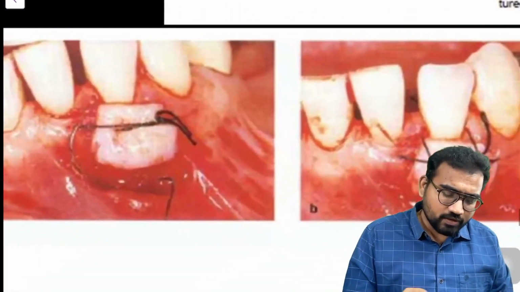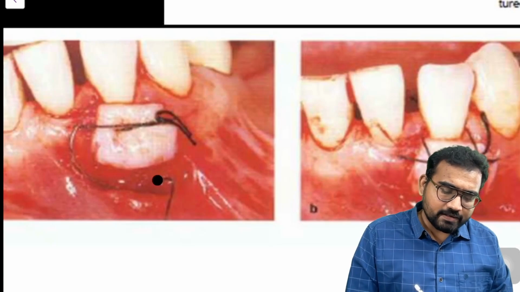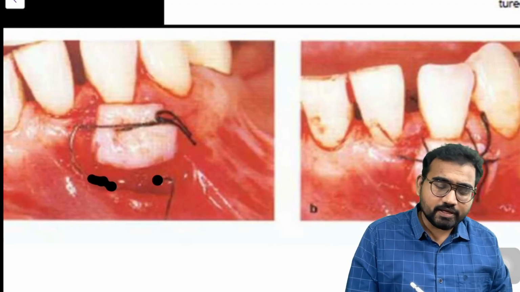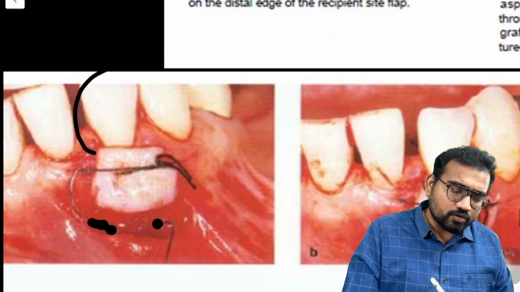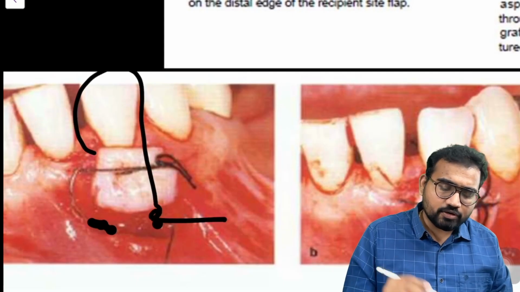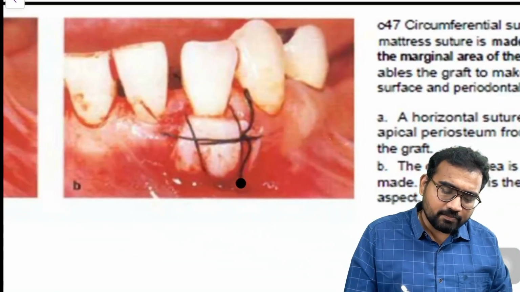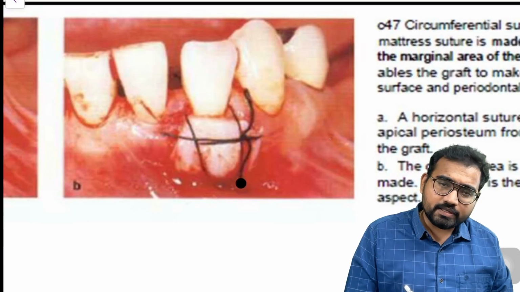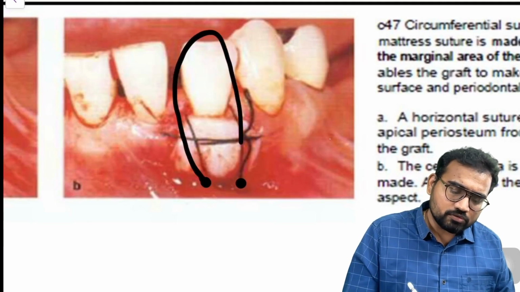So the next one, what I'll do is I'll take a bite, I'll insert the suture needle here, I will take the suture needle out here, and then I'll rotate the tooth and tie the knot here. You see here, take the bite, take the needle out here, rotate the tooth and place it here.